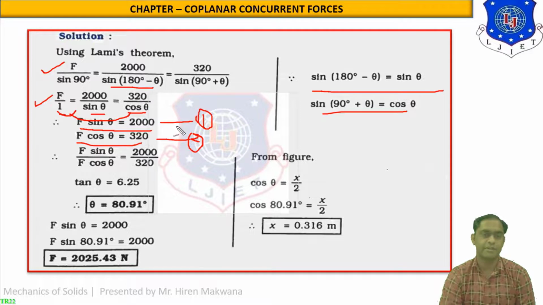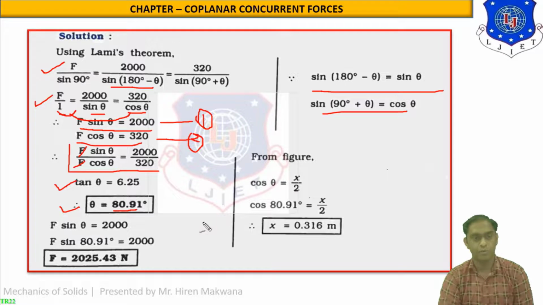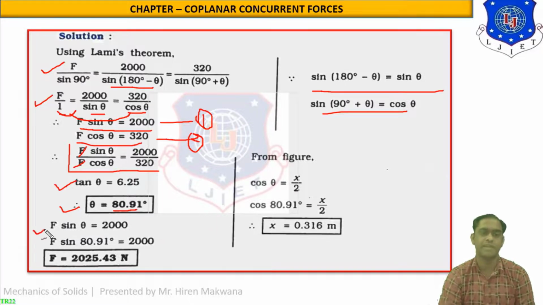So just divide equation 1 by equation 2. You will get F sin theta upon F cos theta is equal to 2000 upon 320. So F cancelled out, and sin upon cos theta is equal to tan theta is equal to 6.25. So theta will be equal to tan inverse 6.25, which is equal to 80.91. Now just replace this theta in equation number 1 or 2. By replacing in equation number 1, you will get F sin theta is equal to 2000. So F sin 80.91 equal to 2000. So now F equal to 2025.43 Newton. It is a very easy numerical.